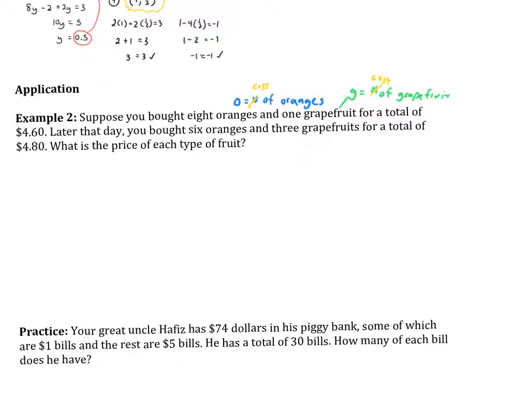Okay, but the process is still going to be the same. So 8 oranges, so 8 times the cost per orange. Again, your handwriting is important here. If you make your O too large, you're going to think that says 80. Plus 1 grapefruit is going to be a total of $4.60.